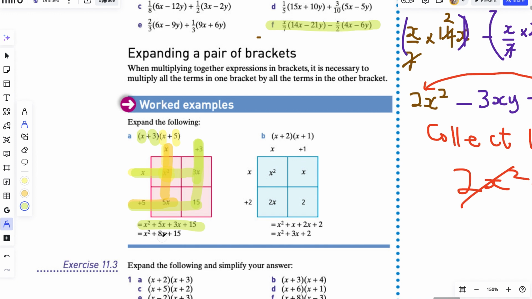Then you can no longer add, because this one has power 2, this one has only power 1, and this one does not even have a variable. So you can no longer add these. So this becomes your final expansion of this function. Is that okay? So this is how we expand this one. This is one way of doing it.